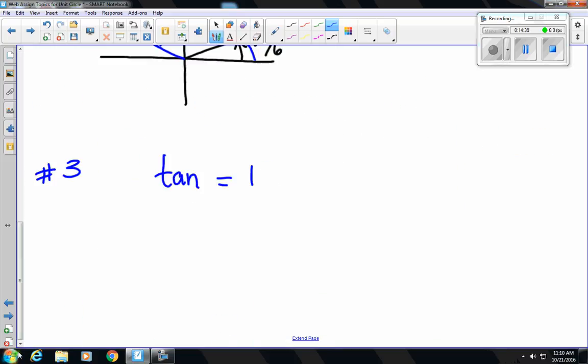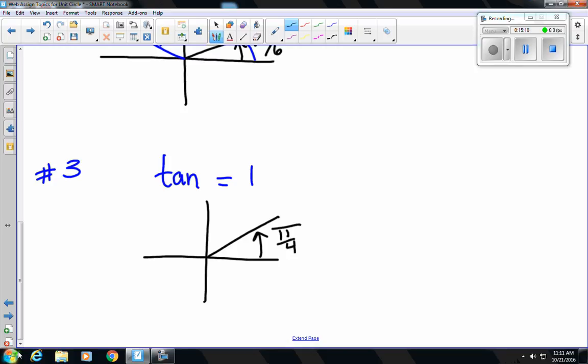Example number 3. All right, so let's do this one. Where do I start? Sketching it out, right? Start out with this. Okay, where does the tangent equal 1? 45 degrees. So I'm going to come up here. I'm going to have to do it in radian, pi over 4.